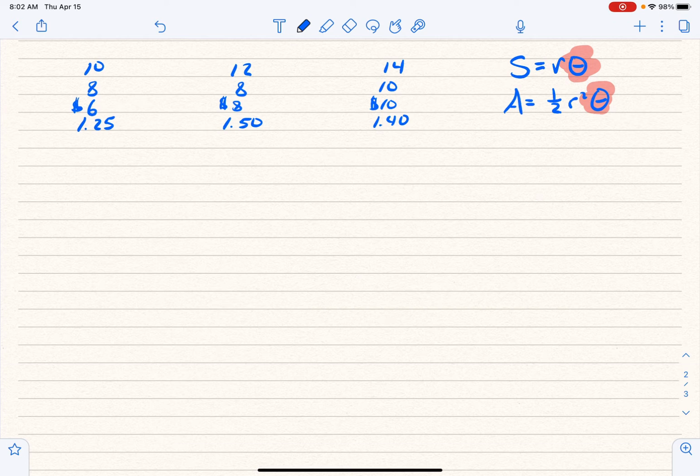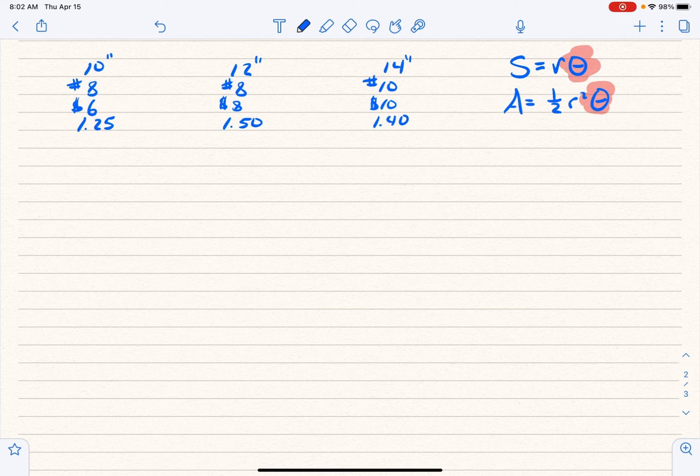And so what I'm going to do is, for this first one, this is the size, and then this is the number of slices, and then the cost. So the size, the number of slices, and the cost. Okay, so if the size is 10, then the radius is 5.